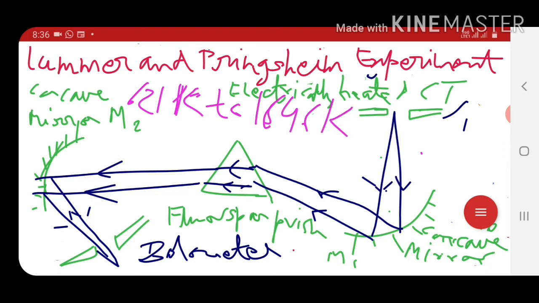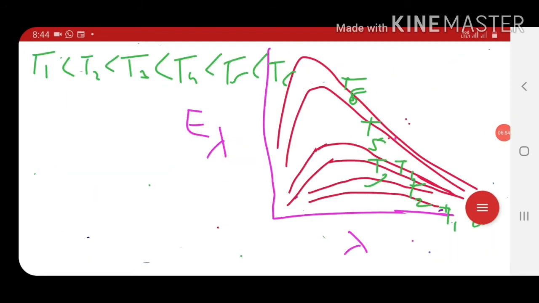The curves were then plotted between the monochromatic emittance E lambda along the ordinate and the wavelength along the abscissa for each of the temperatures. In this figure, we can see E lambda versus lambda graphs.